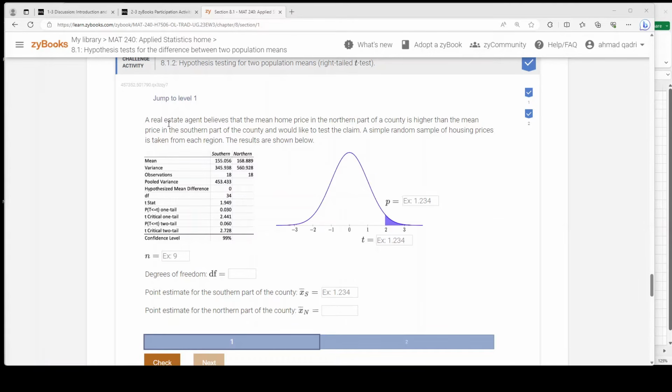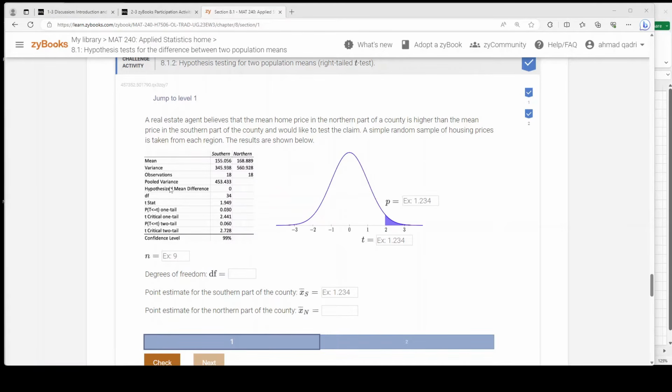So the question is, a real estate agent believes that the mean home price in the northern part of a country is higher than the mean price in the southern part. And the agent would like to test the claim. So a simple random sample of housing prices is taken from each region, and here are the results.